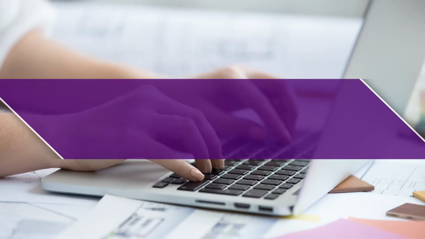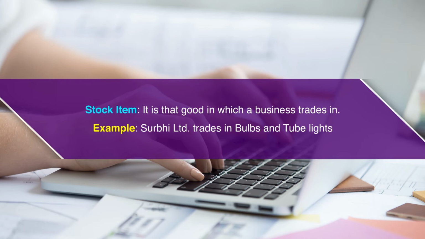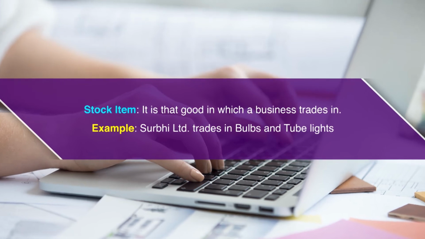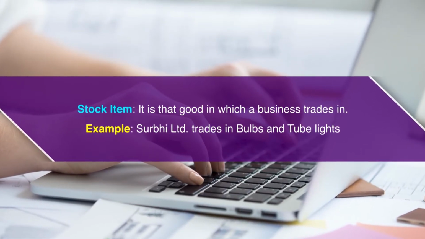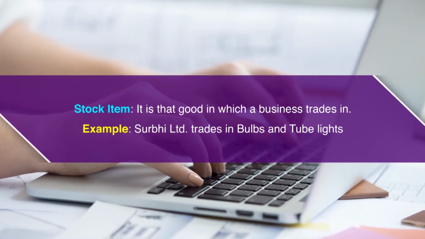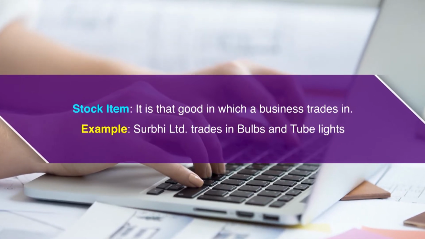There are 5 important terms which we need to understand before we move towards creating inventory. First is stock item, second is stock group, third is stock category, fourth is unit of measure, and the fifth one is godowns or location. Now let us discuss these terms in detail so that we can move towards creating stock or inventory items, groups and category. First, stock item.